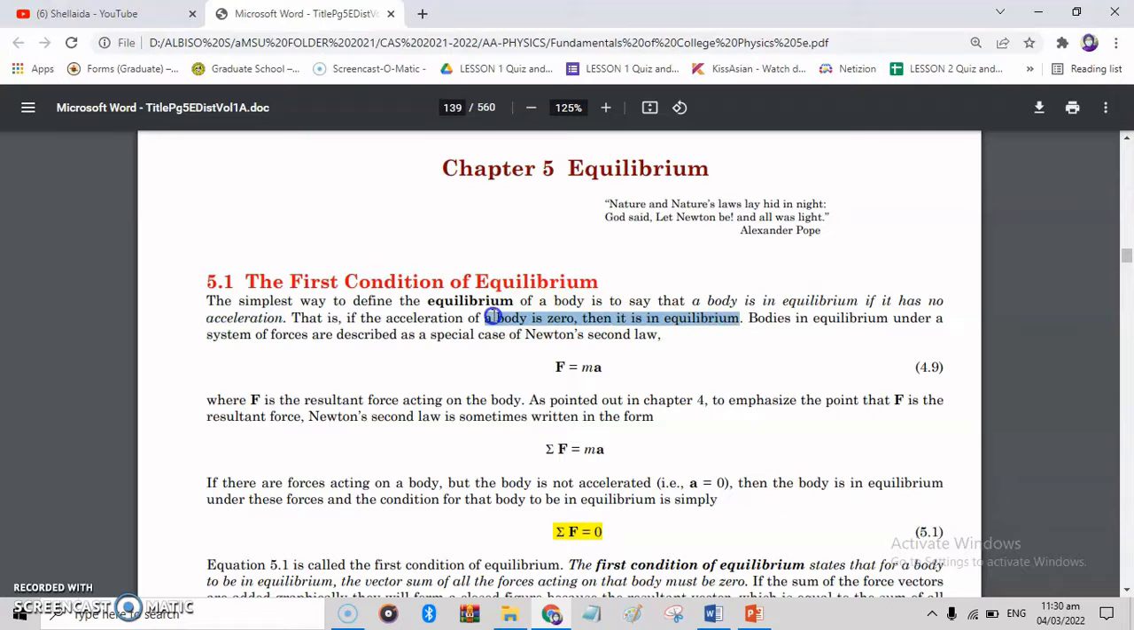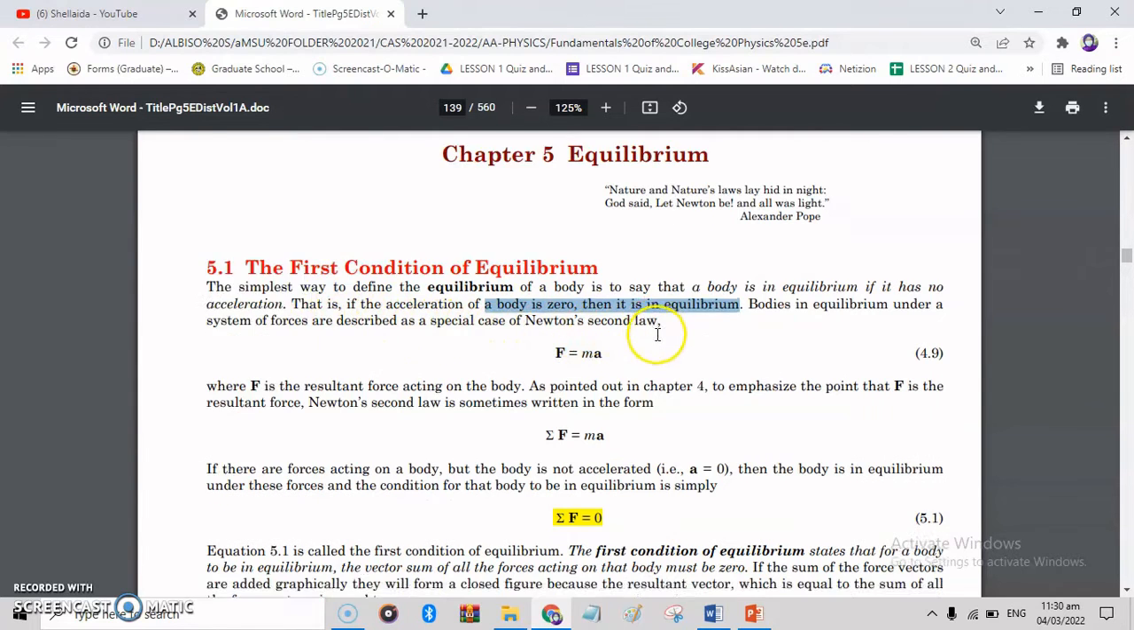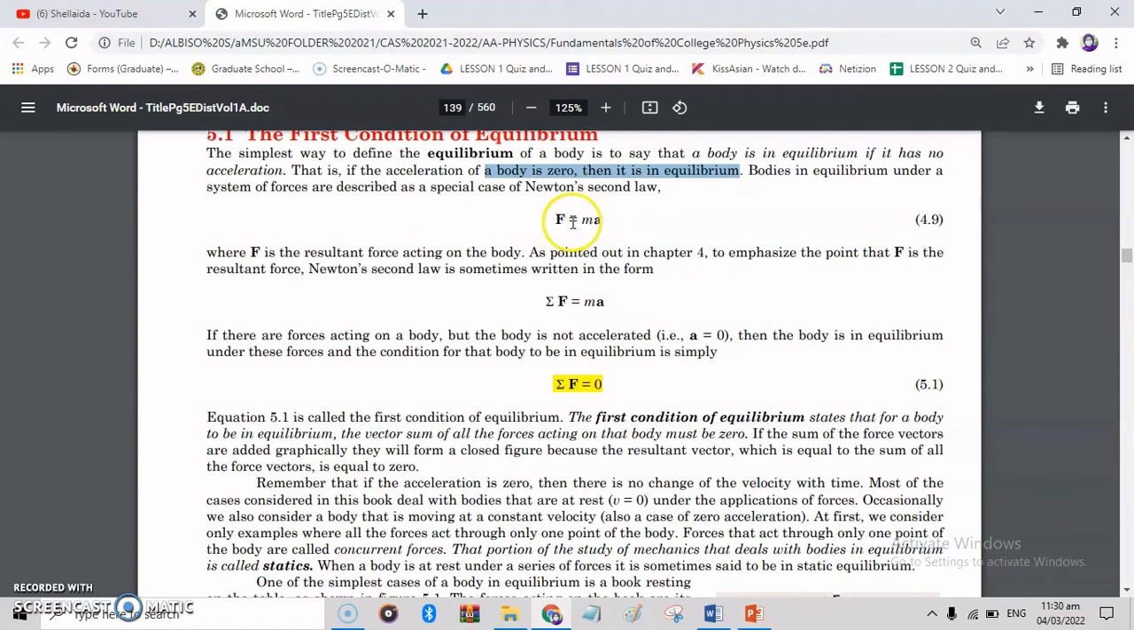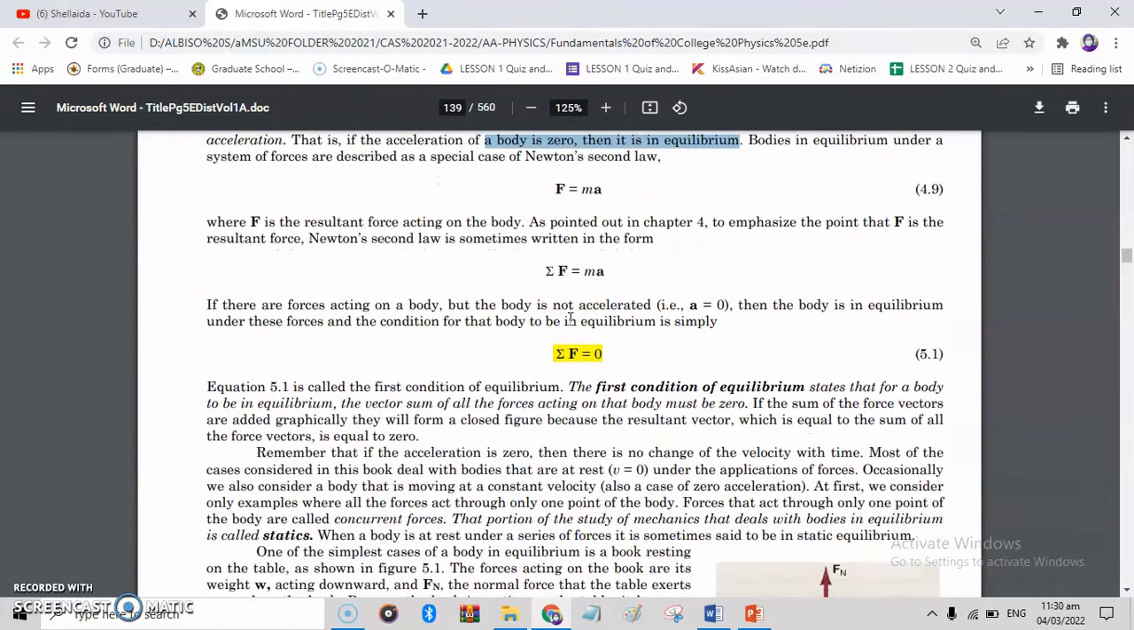Always remember that. Okay? Then bodies in equilibrium under a system of forces are described as a special case of Newton's second law. Ano nga yung Newton's second law? F is equals to ma. Then, ano nga yung concept of force? It's a summation of all forces, okay? Equals to ma. From your previous lesson, all forces acting on a body is equals to ma, and that is still Newton's second law.